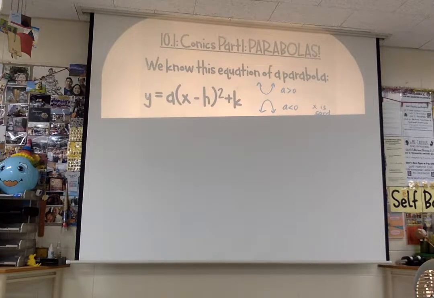You know that it could be smiling or it could be sad and frowning, and when a is greater than 0, you know that it looks like this, right? And you know that it's in terms of x, that means y is and x is squared. Okay, so you know all that already. So you're thinking, what more do I need to learn about parabolas?